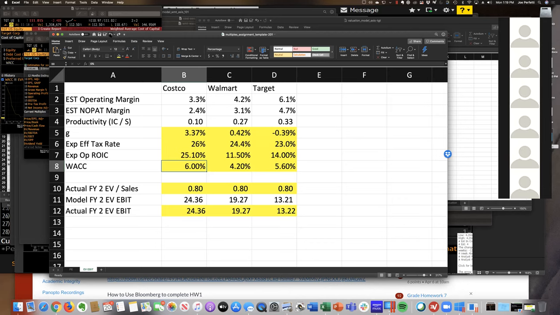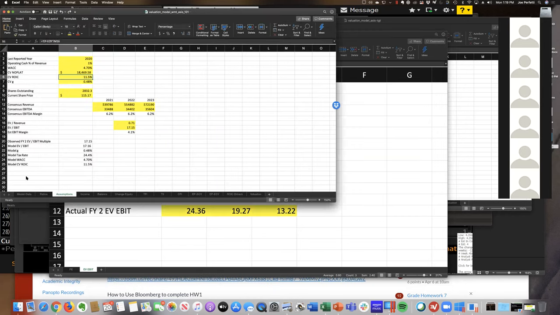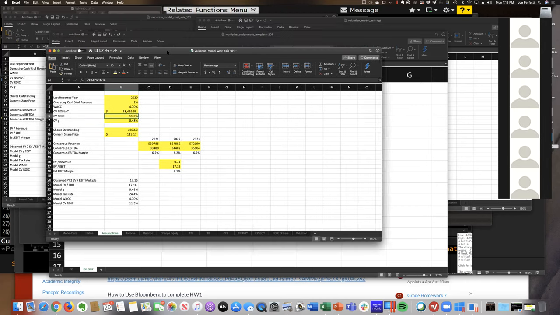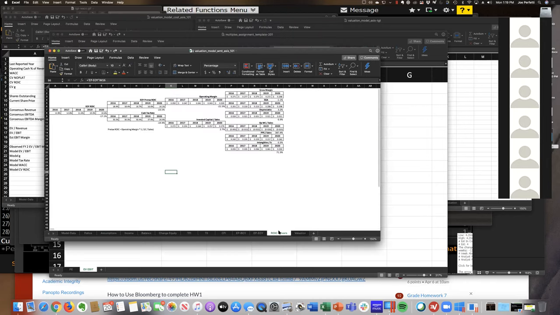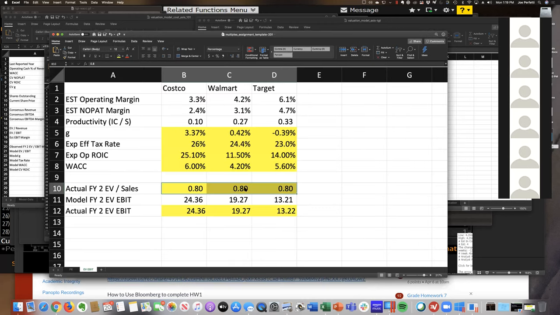All right, finally, you have to explain the EV to sales multiple. Why are they all at 80 cents? So let's go back to, this is the Walmart valuation, and this is the ROIC drivers template. And we know, as we've walked through the ROIC drivers, that ROIC is a function of margin, productivity, and tax rate. So here's how this works.